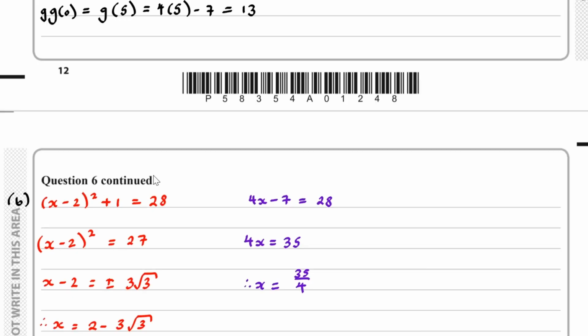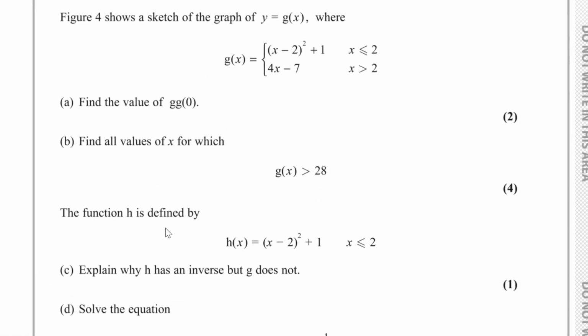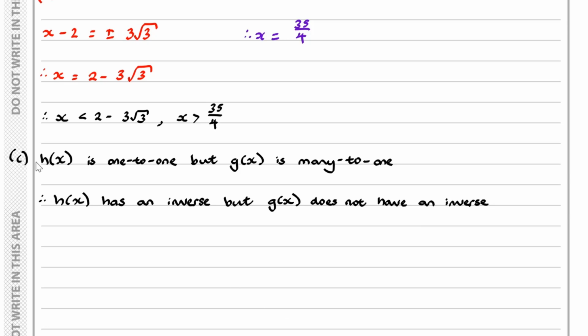For part C, the function h is defined by h(x) = (x - 2)² + 1, where x is less than or equal to 2, and we have to explain why h has an inverse but g does not. And we have the following explanation. So h(x) is 1 to 1, but g(x) is many to 1, and therefore h(x) has an inverse but g(x) does not have an inverse.